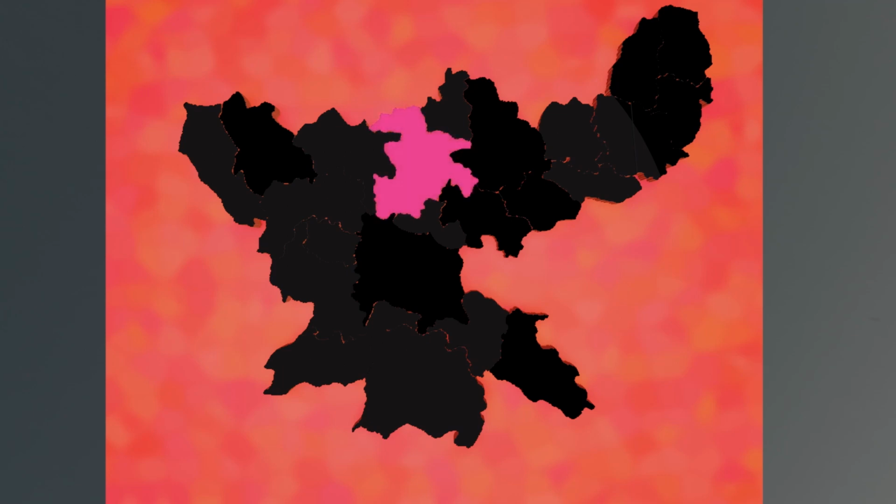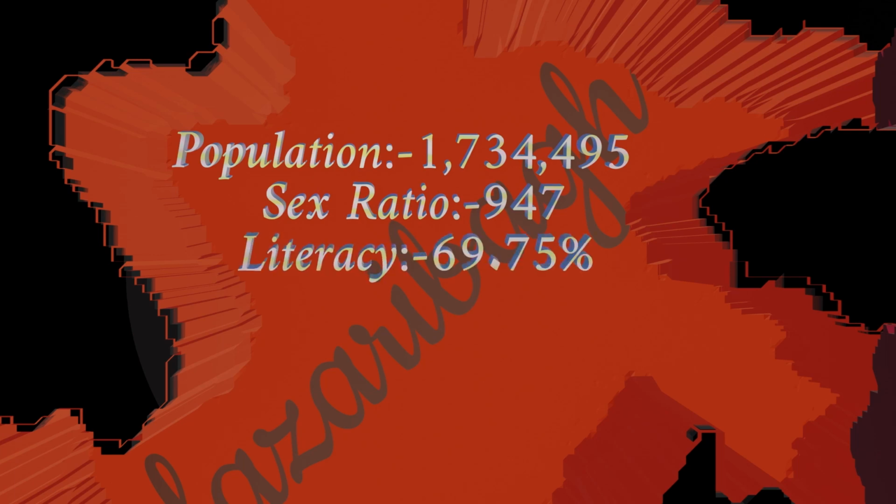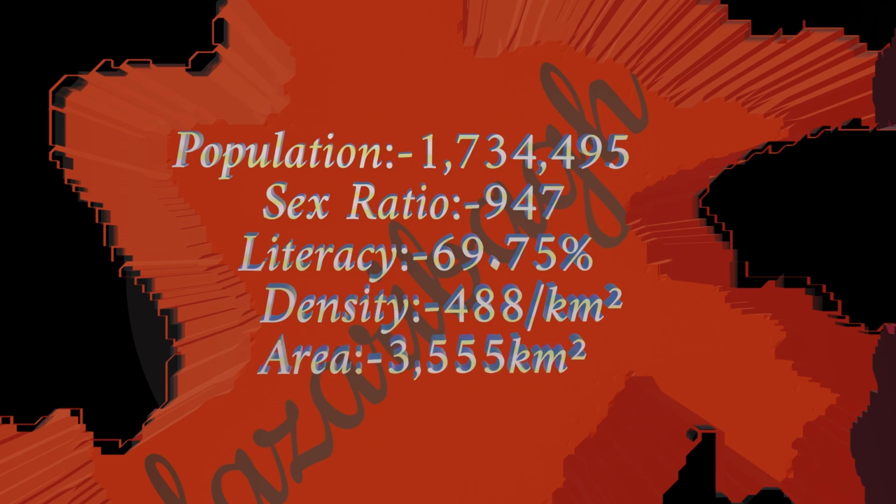Now let us move to Hazaribagh. Population of Hazaribagh is 1,734,495. Sex ratio is 947. Literacy rate is 69.75%. Density is 488 per kilometer square. Area is 3,555 kilometer square. Constituencies are 4.